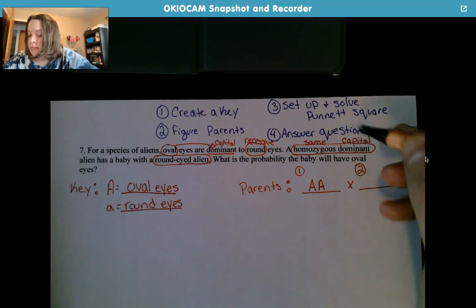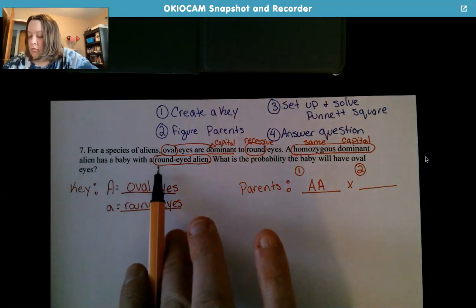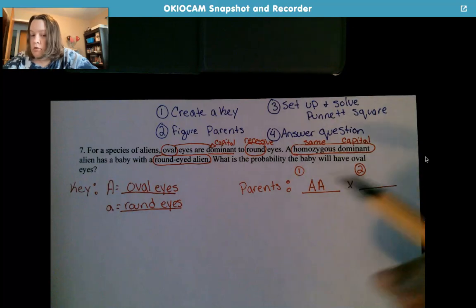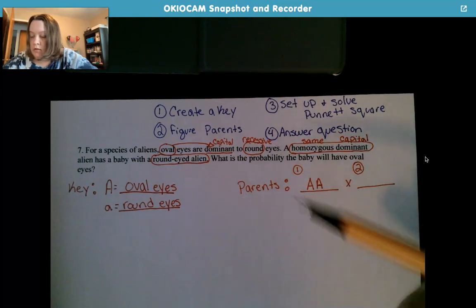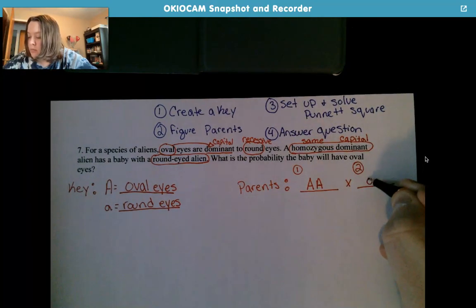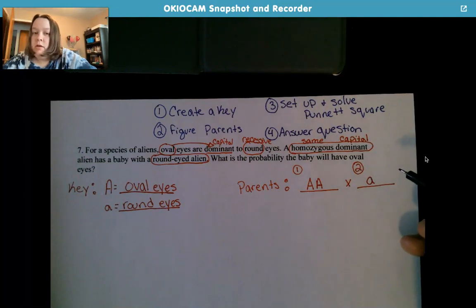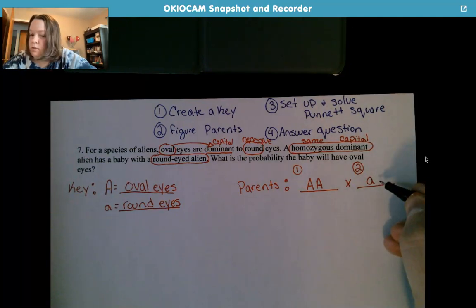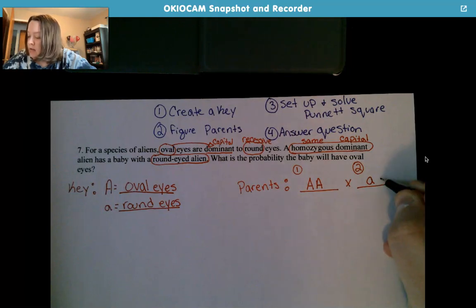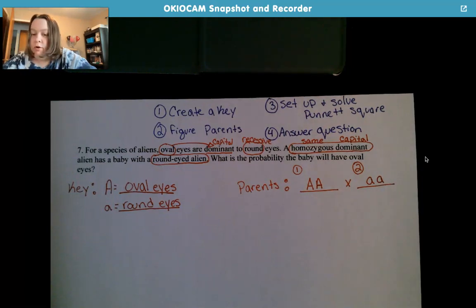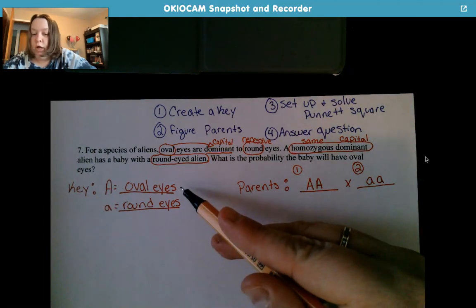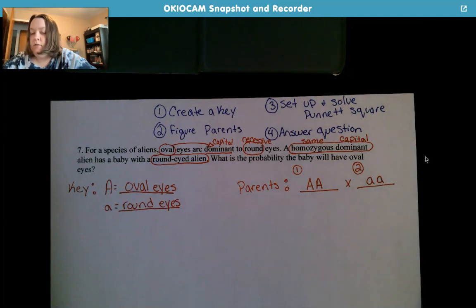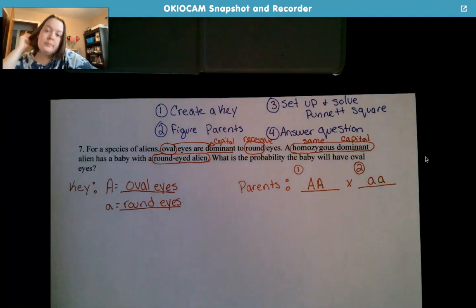This alien has a baby with a round-eyed alien. Using our key, round eye is lowercase a. But remember, every parent has 2 letters, and the only way that this parent can have round eyes is if it has 2 copies of that letter. Because remember, if the alien has a capital A, it's automatically going to have oval eyes. So in order to have round eyes, it has to have 2 little a's. So that's step 2 complete.